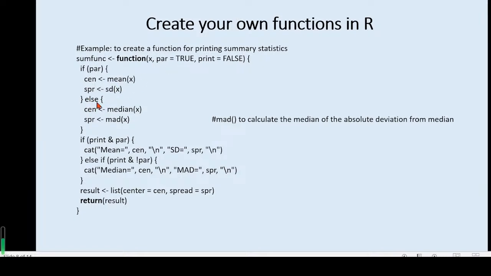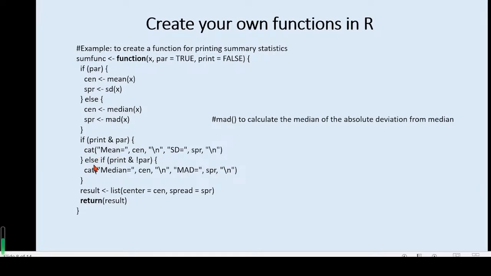But if par is not true, then we will calculate cen as the median of x, and spr will be the MAD. MAD is the median of the absolute deviation from the median. So we use an if-else conditional test in this function. Then next is another if-else block. So if print and par, so if both are true, then cat will print something on the screen. We'll cat mean is the value, mean is cen, and spr. So we'll print out the mean and the standard deviation in the printing window.